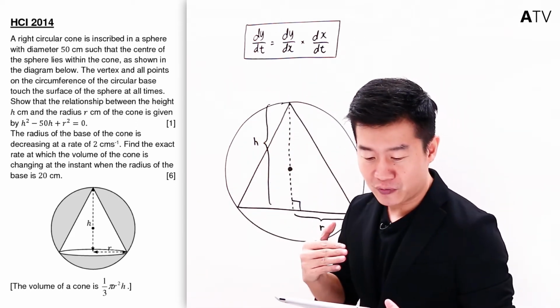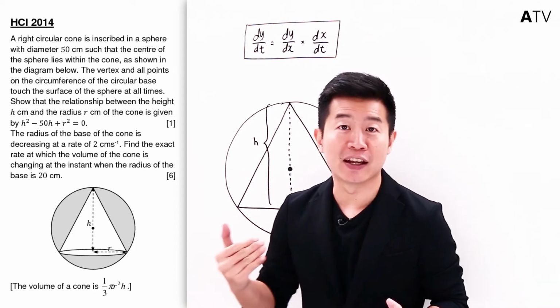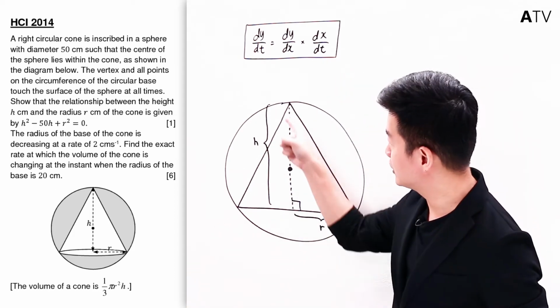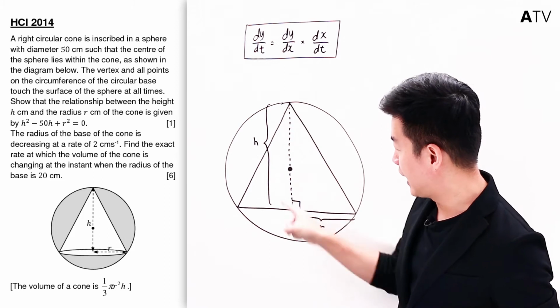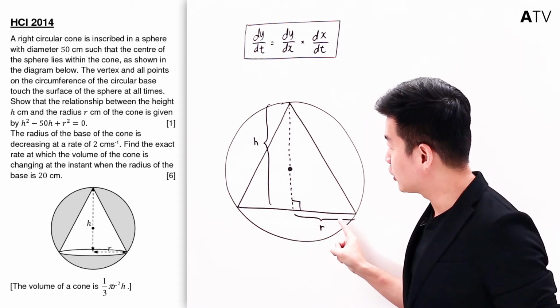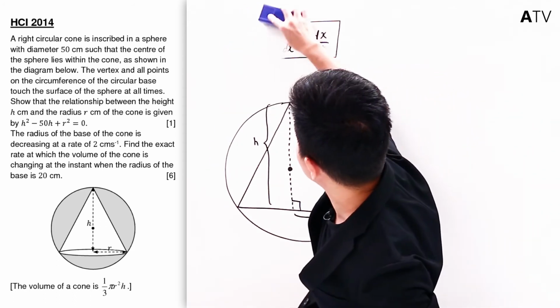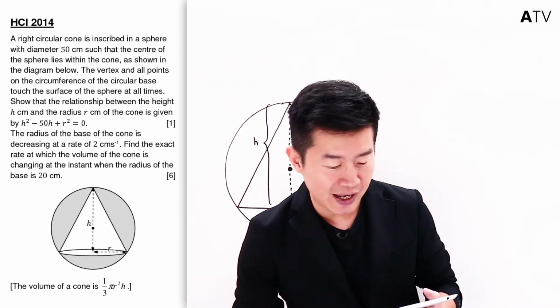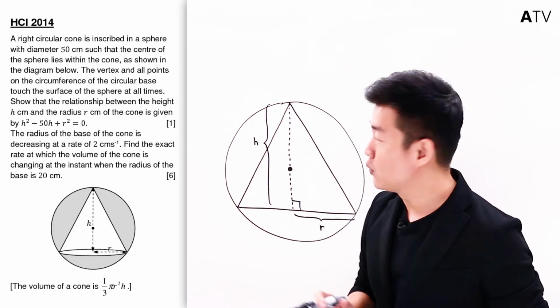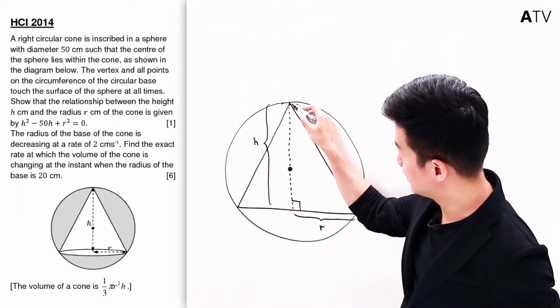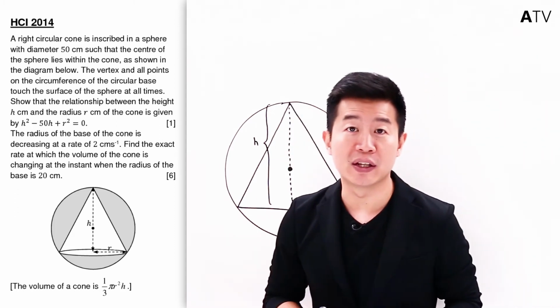First of all, we want to find a relationship between h and r that is given to us according to the question, where h is the height of the cone and r is the base radius of the cone, and this cone resides within the sphere. And according to this question, this sphere that we are looking at has a diameter of 50, which means that the radius, which is from here to here, is going to be equal to 25.